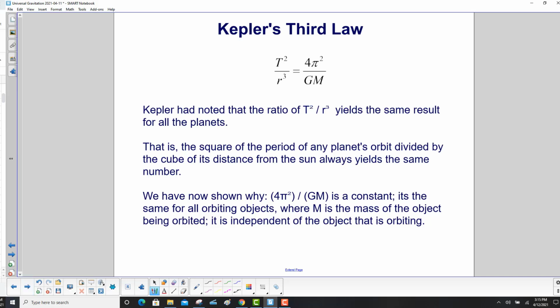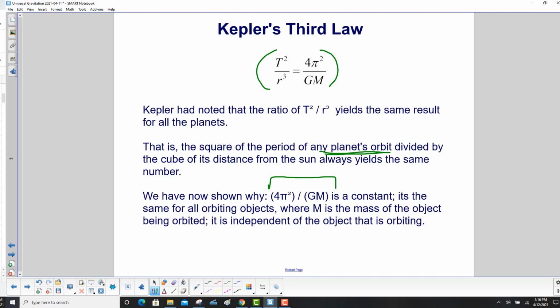This is Kepler's third law. This is incredibly profound. Kepler had noted through measurements that the ratio of T squared over r cubed yields the same result for all the planets. That is, the square of the period of any planet's orbit around our sun divided by the cube of its distance from the sun always yields the same number. That's phenomenal. We've now shown why with this equation. 4 pi squared over GM, that's a constant. It's the same for orbiting objects.